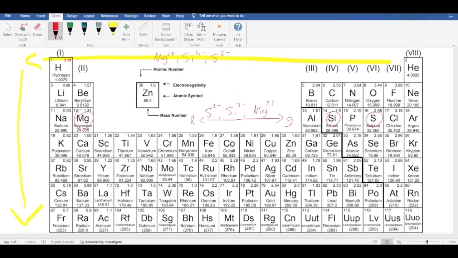So, what do you think? Do you think we did it okay? Based on our order, sulfur being the smallest, and then silicon being the next biggest, and then magnesium being the biggest out of all of them. What do you think? It's actually not the case. Let me explain why.